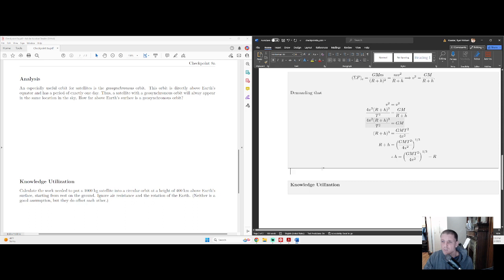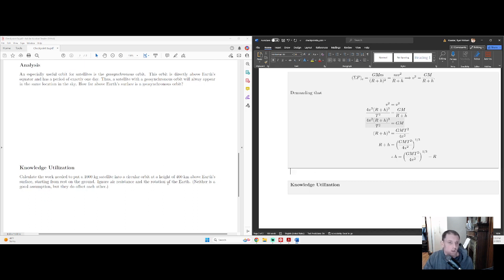Okay, so then this last one is: the work needed to put a 1,000 kilogram satellite into a circular orbit at a height of 400 kilometers above Earth's surface, starting from rest on the ground. Okay, so this is another thing where we can just compare energies. We can compare the initial mechanical energy to the final mechanical energy, and then note that whatever difference we observe between the two has to be accounted for by the work done on the satellite.